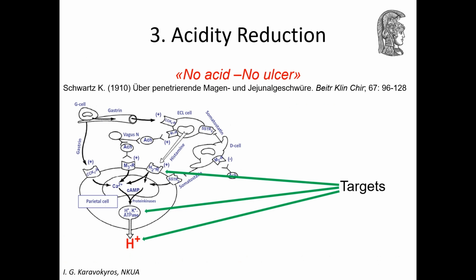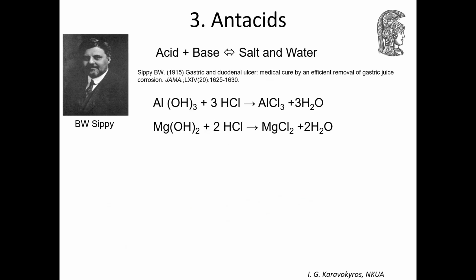The dictum "no acid, no ulcer," of K. Schwartz, remains the basic dogma of treatment. So far, pharmacology has targeted the acid itself, the histamine 2 receptors of the parietal cell, and finally, the proton pump of the parietal cell. After the initial report of the American physician B.W. Sippy, the treatment of peptic ulcer was based on the reaction: base buffers acid, producing salt, and water. Antacids, such as aluminum or magnesium compounds, offer a buffering effect, but their dosing regimen, 50 to 100 ml every 4 hours, is difficult to keep.